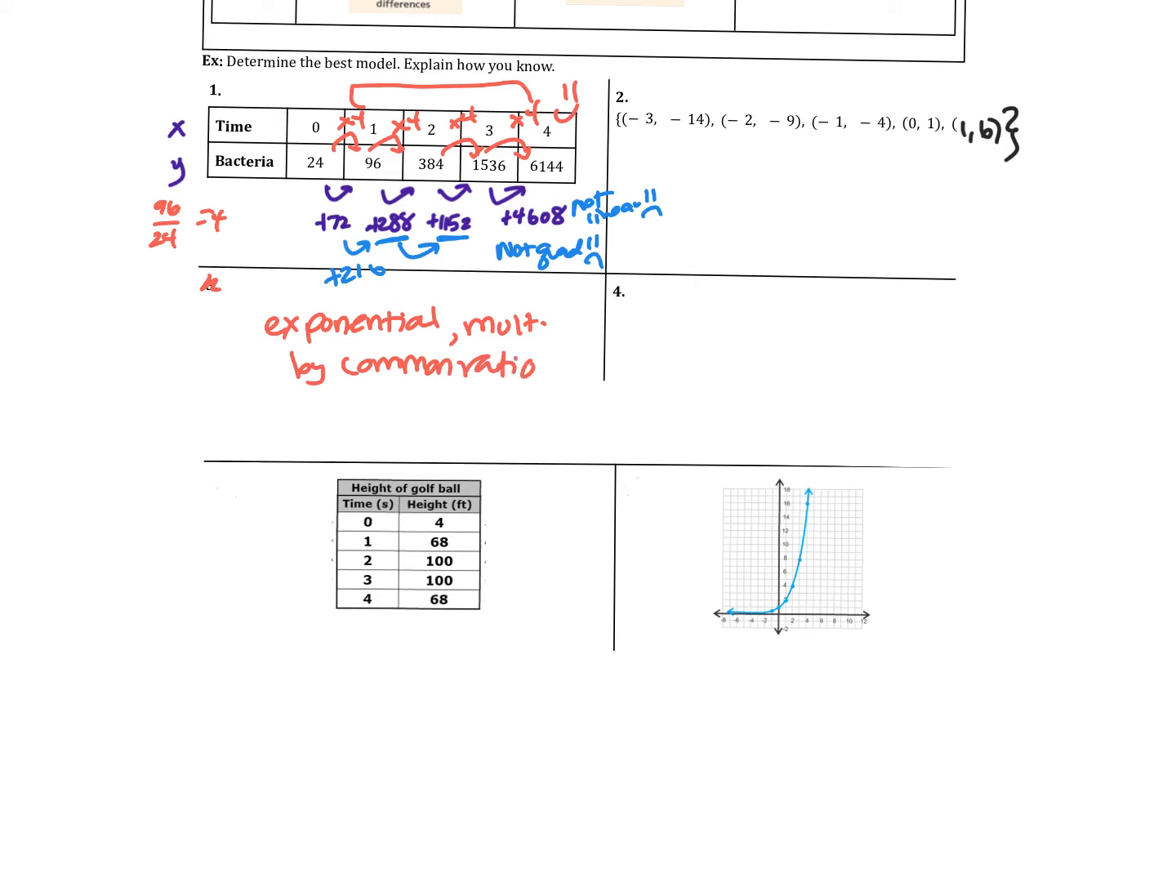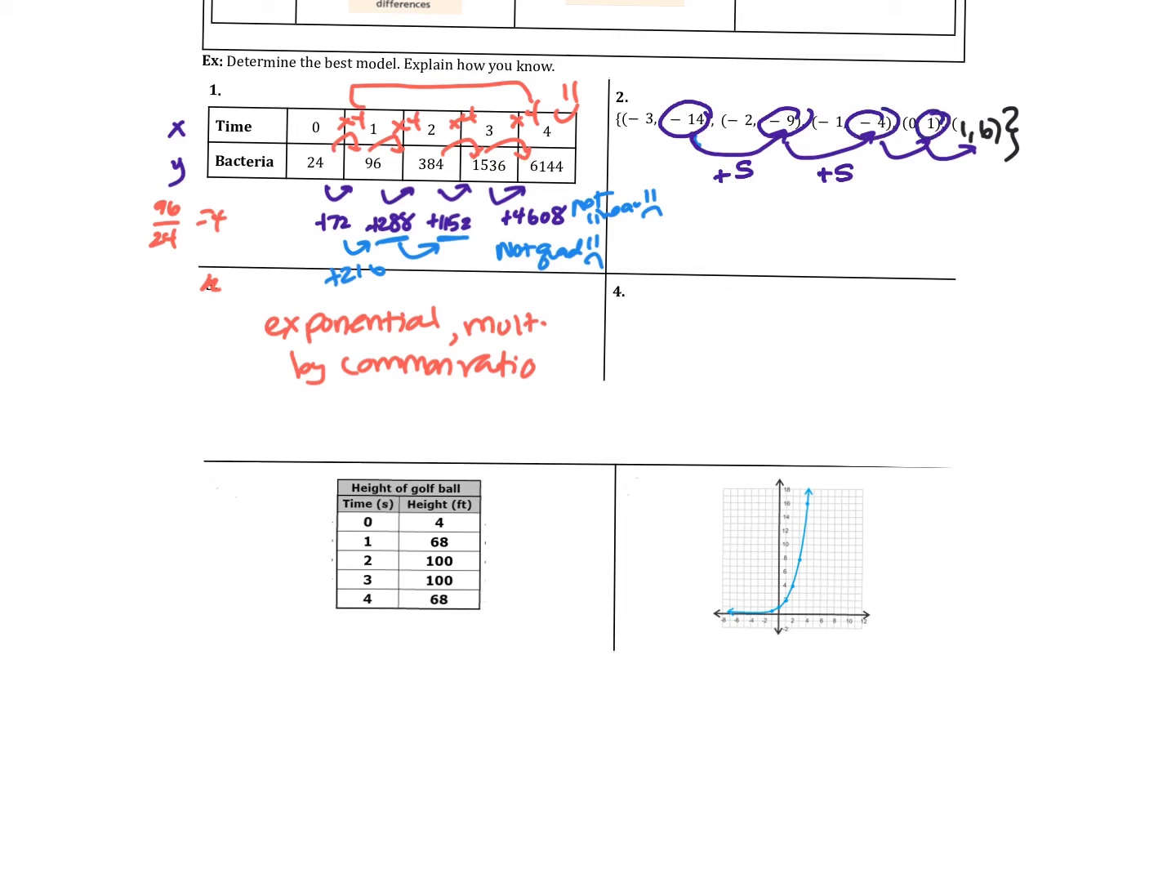Okay, number 2. Why don't you go ahead and pause the video and look at how you get from one y value to the next y value and see if you can identify those first differences first. So hopefully you've had some time to look over that. To get from -14 to -9, we're adding 5. From -9 to -4, we're adding 4. Remember, we're simply looking at these y values here since the x values are changing constantly.